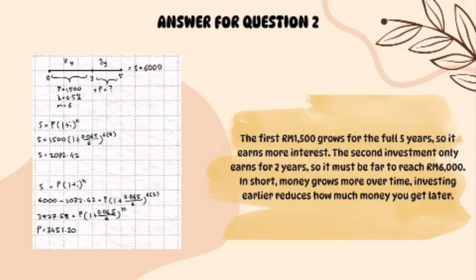We are using the total amount of first deposit to get the original principal of second deposit. 6,000 minus 2,072 ringgit and 42 cents equal to P, open bracket, 1 plus 0.065 divided by 6, close bracket, to the power of 6 multiplied by 2. Insert the equation into the calculator, and we get the final answer. Original principal of second deposit is 3,451 ringgit and 20 cents.